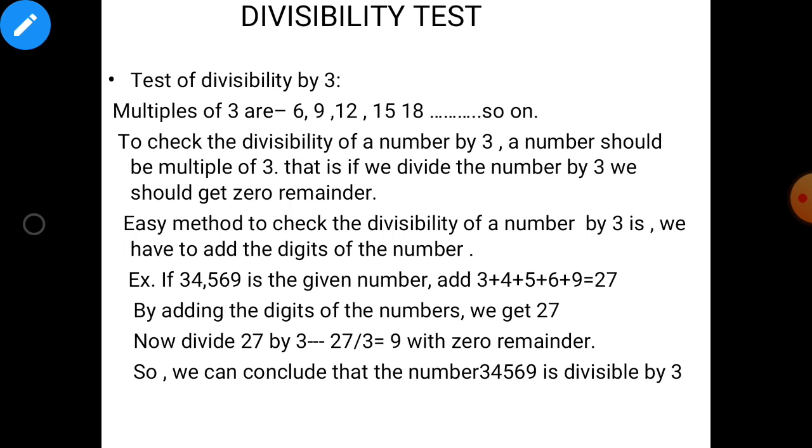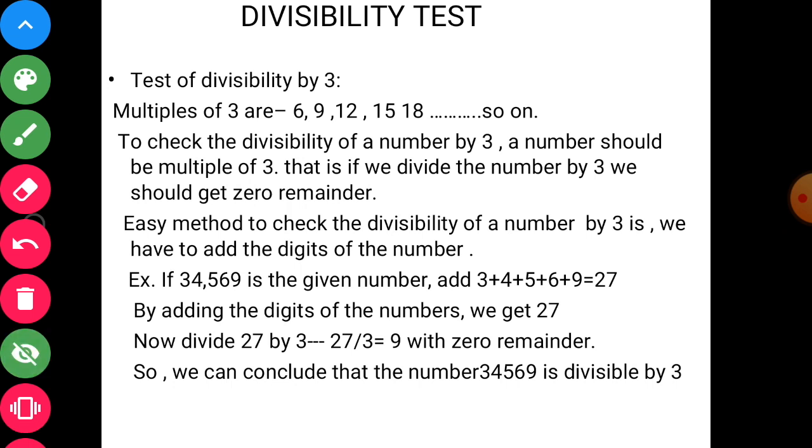Okay, here I have written multiples of 3. They are 6, 9, 12, 15, 18, and so on. So these are all multiples of 3. If I divide these numbers by 3, I get 0 remainder. Then we say that 3 is a factor of all these numbers.